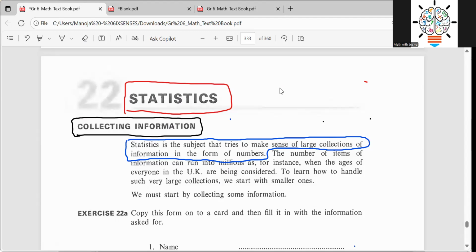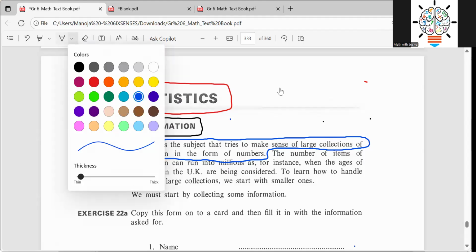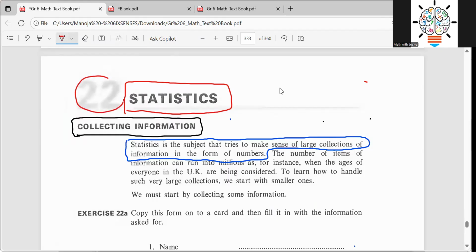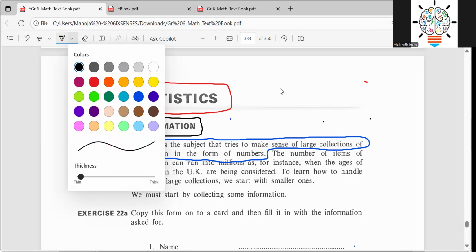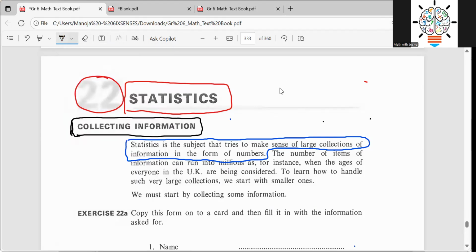So the first step we should do to make any decision related to information is to collect information. Please take your theory books, put the date, and write down the main topic in pink color, that is Unit 22, Statistics. After that, take your black color pen and write down the subtopic, Collecting Information.